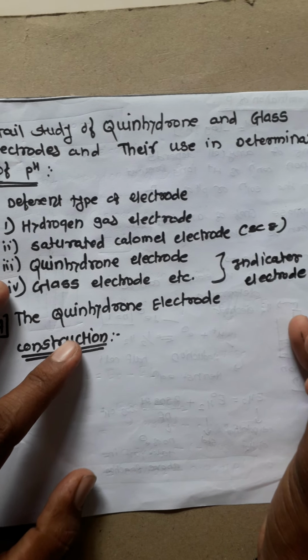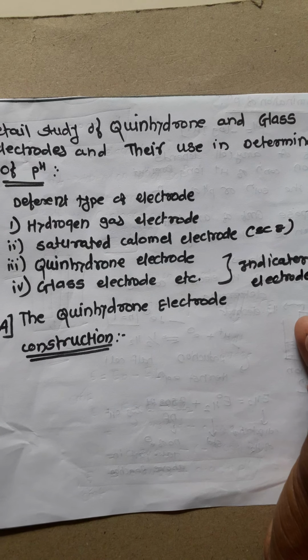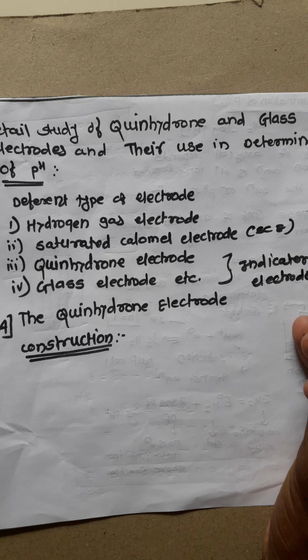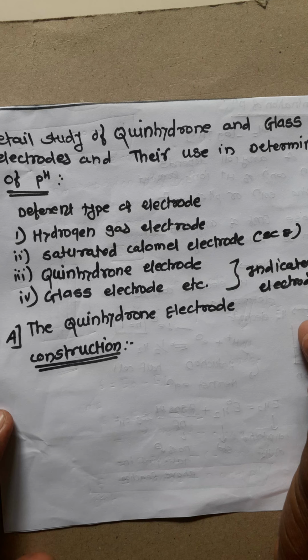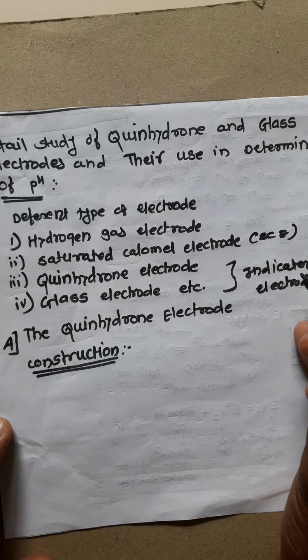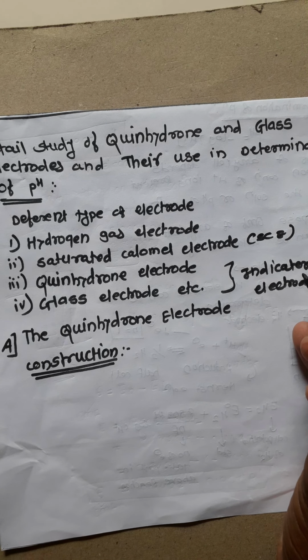Indicator electrodes. These electrodes are used to determine the pH of any solution in potentiometric titration. Now, of these four electrodes, first I will look at the quinhydrone electrode.